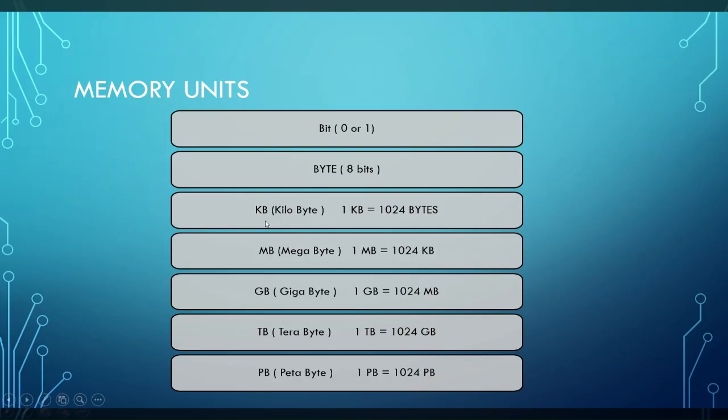And before this we have another term, that is nibble, which is a group of 4 bits. So 4 zeros or 4 ones or any combination of these makes a nibble, and 8 of these combinations make a byte. Next we have KB, that is kilobyte, and 1024 bytes. That means 1024 of these make 1 kilobyte.